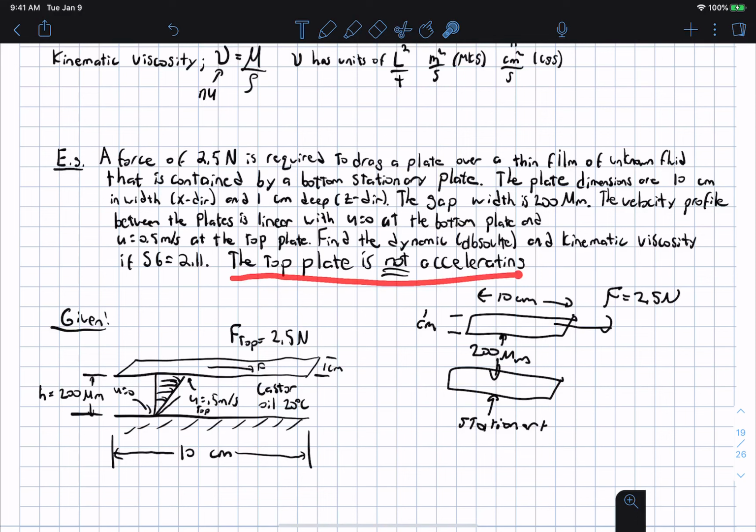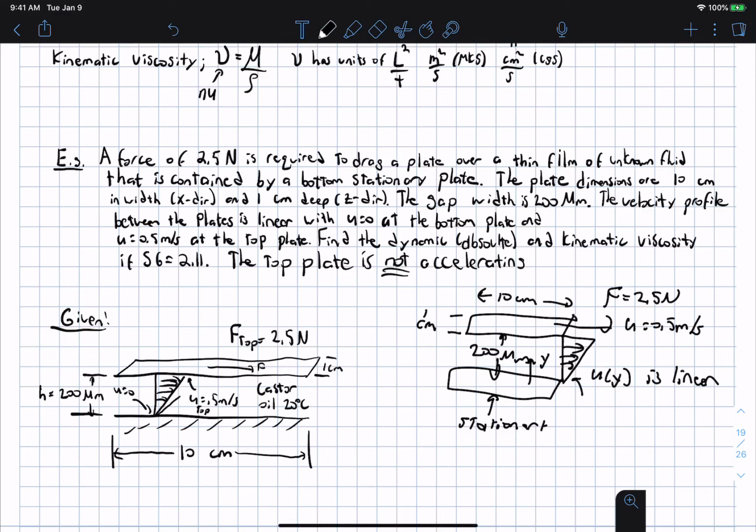And note that the top plate is not accelerating. So basically, as I said before, we have two plates, and there is some fluid between those two plates. The velocity between those two plates is linear. So if we define a y, u of y is linear. Okay, and we're applying a tugging force on the top plate of 2.5 newtons, and it's moving at u equals 0.5 meters per second. Okay, and we basically want to find the viscosity.